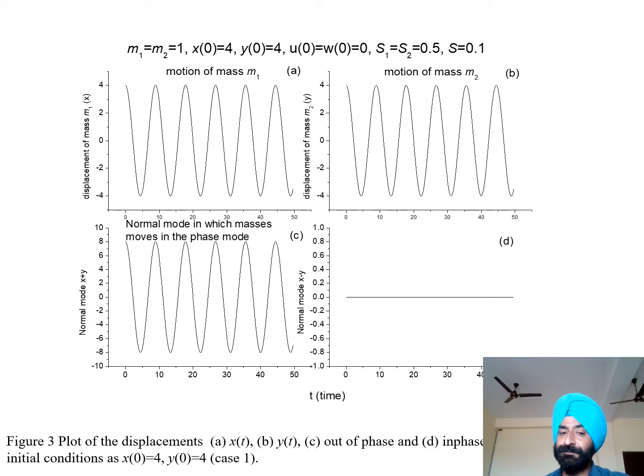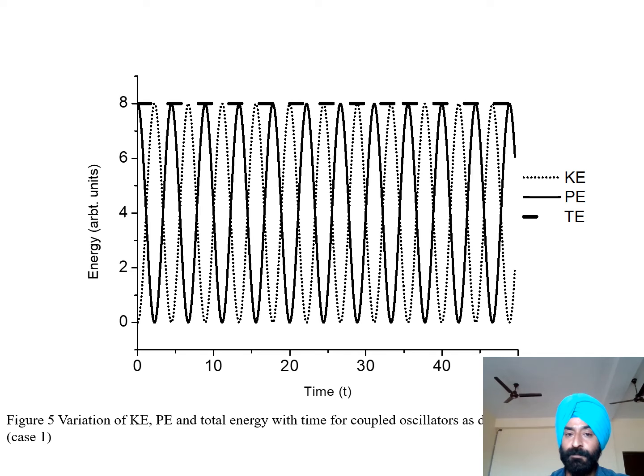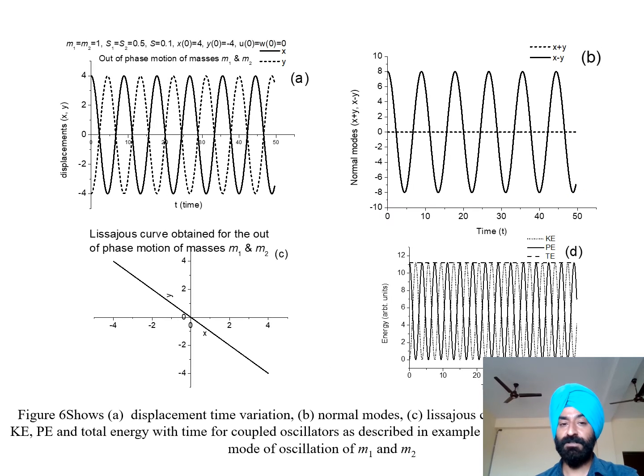So we have the normal mode x plus y. But when you go for the out of phase motion, it will go to 0. Normal mode x minus y. Both the particles are moving in xy. The Lissajous curve will be a straight line with positive slope. Here you can check the variation in the kinetic energy and the potential energy, and we find that the energy is always conserved. Only there is a variation in both, or transformation from kinetic to potential and vice versa. So here you can check when you displace the particles in opposite directions.